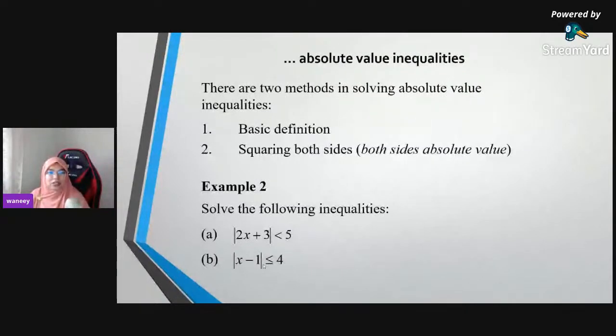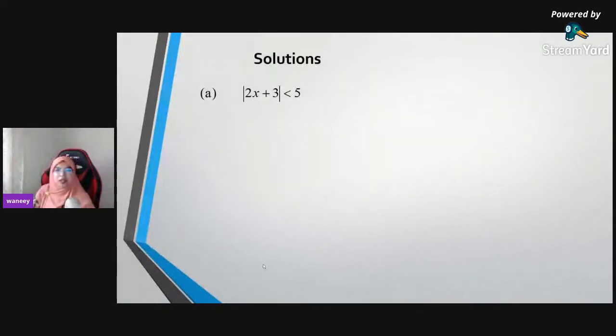Okay, so let's start with A then. We have the modulus of 2x plus 3 is less than 5. Okay, so we have 0. So now on the right hand side I have 5. So it should be either 5 or negative 5. So we want the distance to be less than. So 2x tambah 3 kena kurang daripada 5. So 0 sampai 5, 5 unit. Kurang dari 5 maksudnya nombor tu kena duduk kat sini lah. 2x tambah 3 tu kena duduk kat kawasan ni.